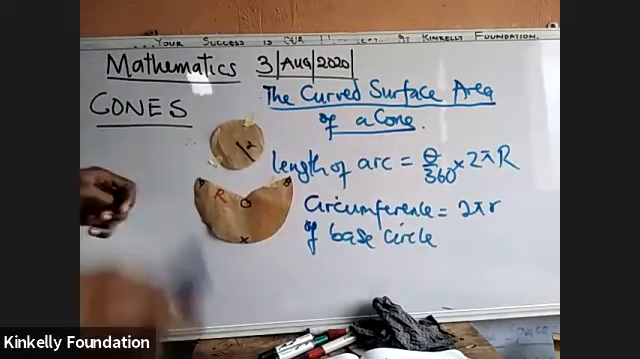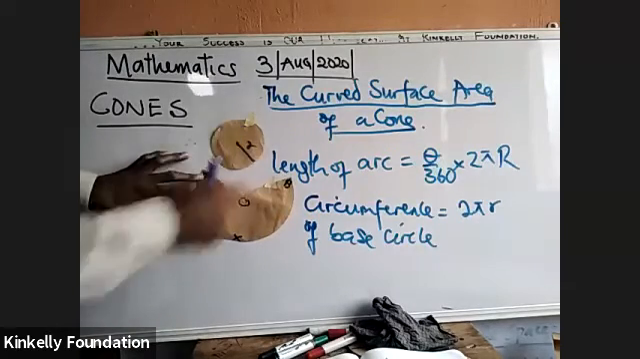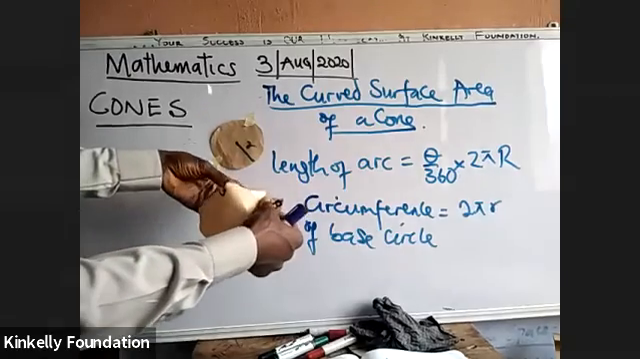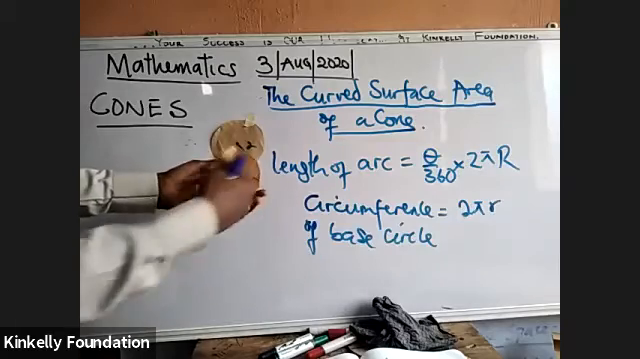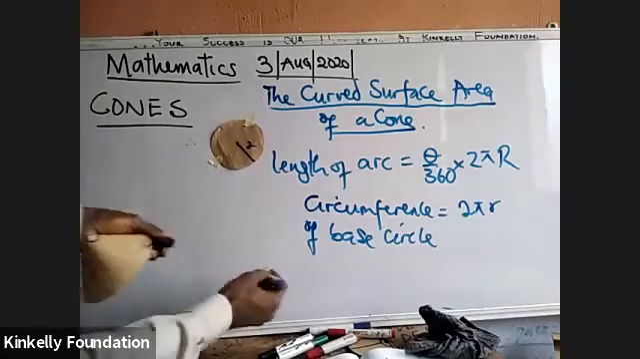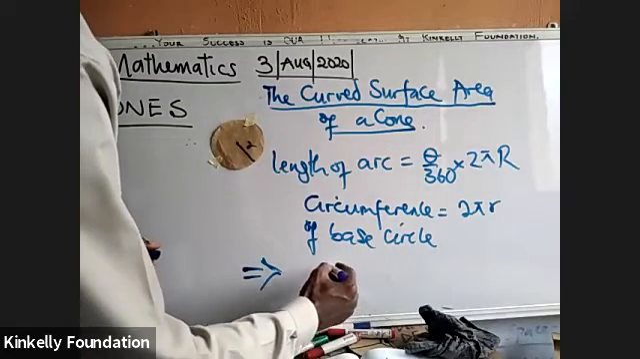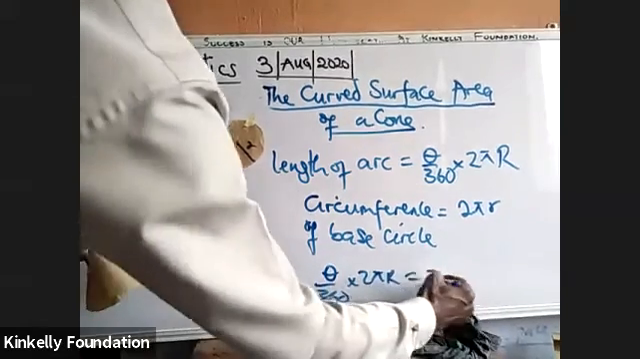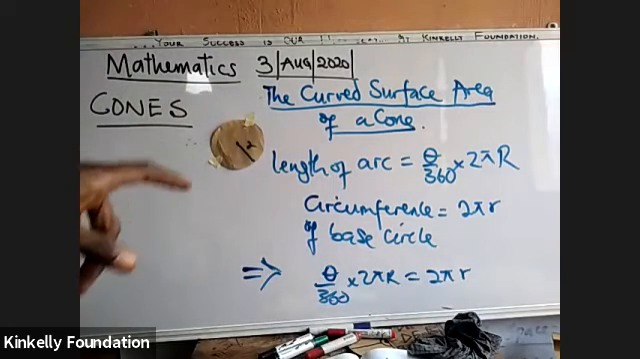Now, we say that this length of arc will be equal to this one. You see it now. When you fold it, this arc length becomes the base, which means we are going to equate the two together. Theta over 360 times 2 pi R is equal to 2 pi r. You see what we have now? We equated the two of them.